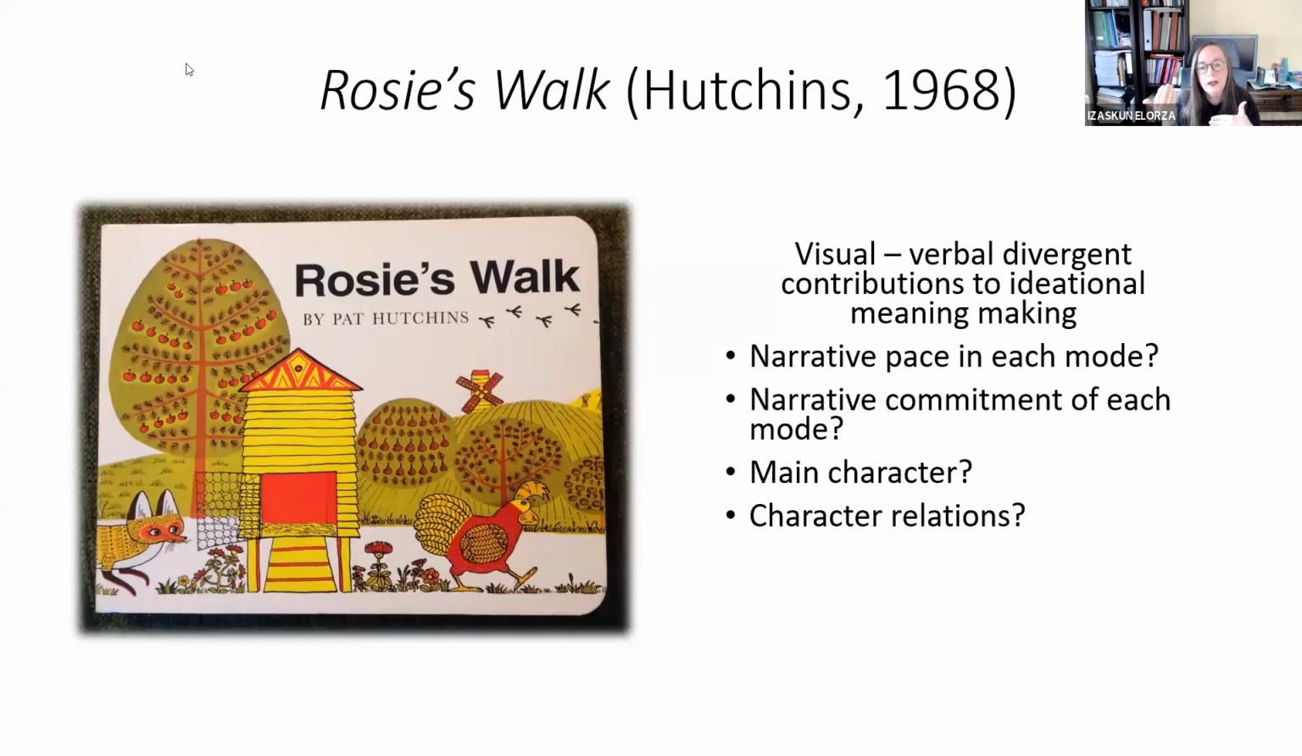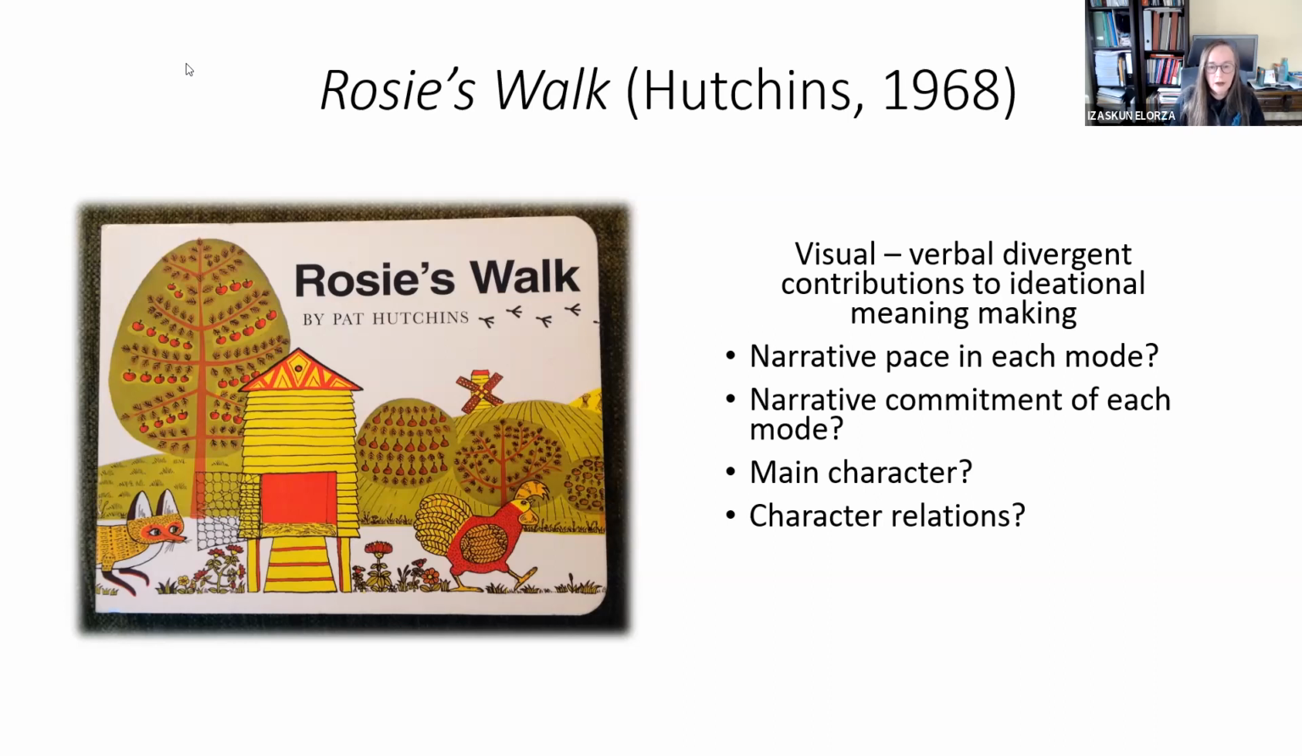The visual is narrating a story, whereas the verbal is narrating another story. So this story is typically found very funny for children and not so young children. So the question is that we can see how the narrative pace, the actions that are narrated visually and verbally, are very different. We have many actions that are only narrated visually and very few actions that are narrated verbally.